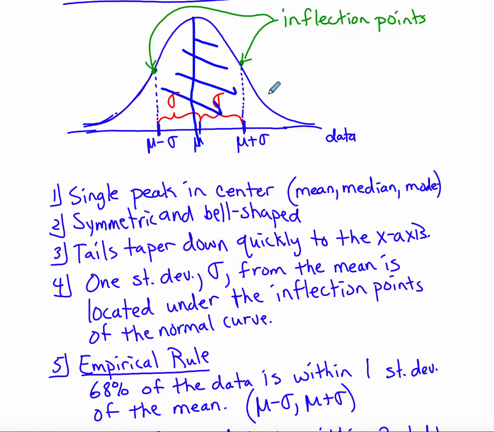If you went farther out, another standard deviation out, so this distance is also one standard deviation, and this distance here is also one standard deviation, you get to two standard deviations in both directions. And the empirical rule tells us that 95% of the data is between these two. So again, if you took everybody's heights that fall nicely on a normal curve, 95% of the heights would be within about two standard deviations of the mean.